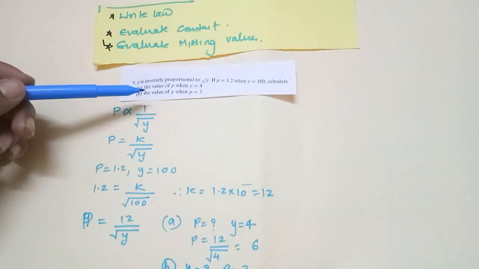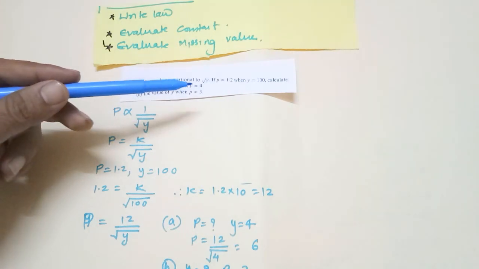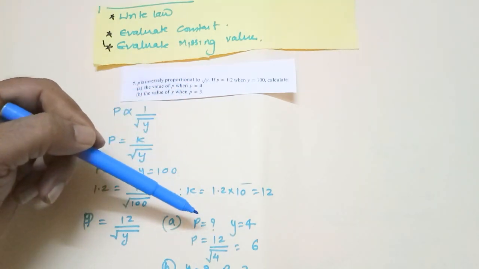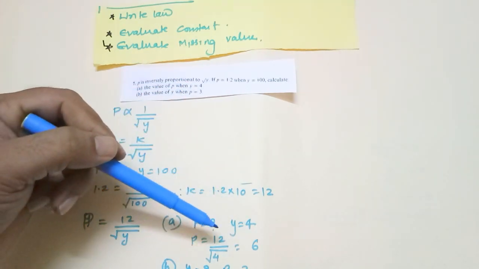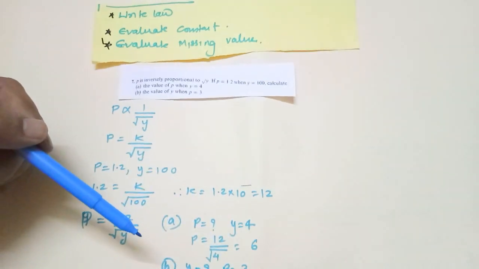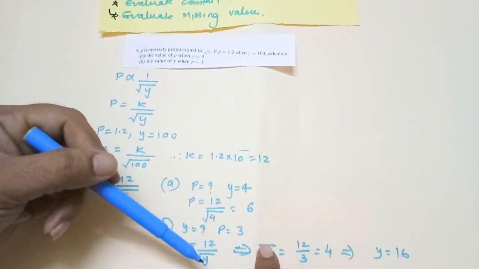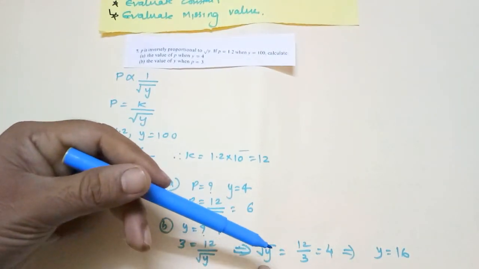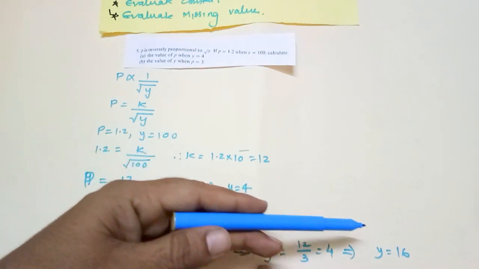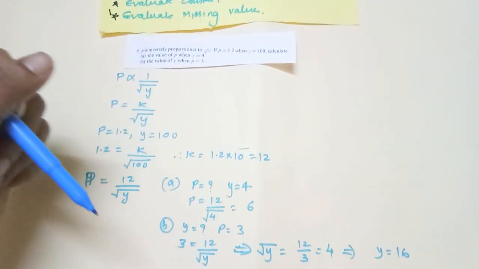Now I'm going to use this to find the missing values. Find p when y is 4. So p is 12 over root 4, which is 6. And what's y when p is 3? So 3 equals 12 over root y. That gives root y as 4, so y is 16. You can try my next sum as well. Hope this helped you.